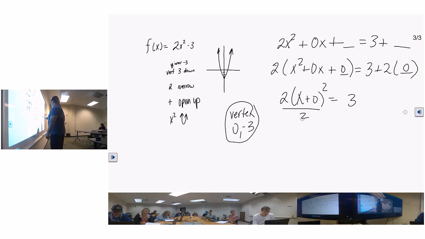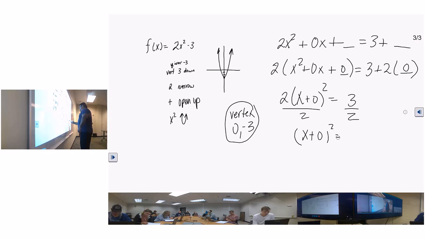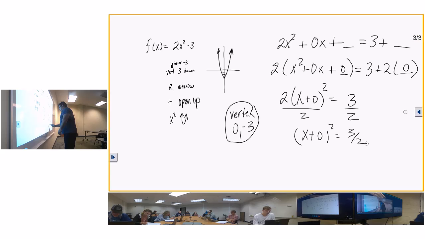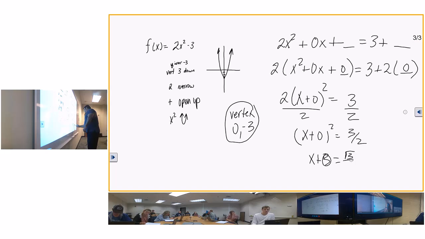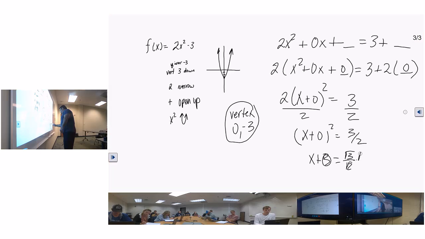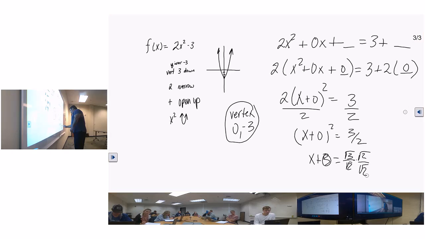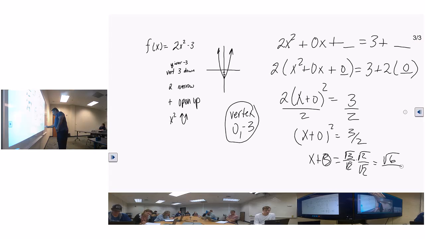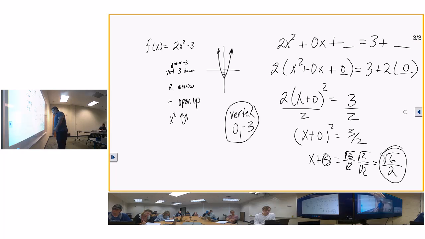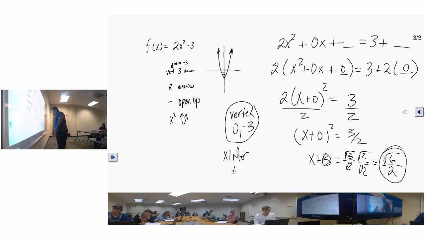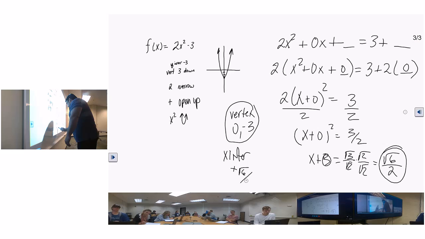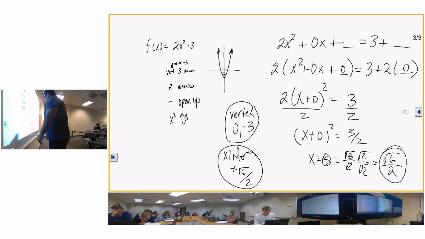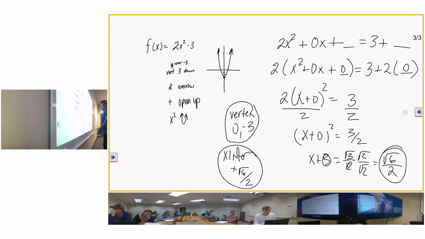And divide by 2, x plus 0 quantity squared is equal to 3 over 2. X plus 0 is equal to the square root of 3 over the square root of 2, which is times the square root of 2 over the square root of 2, which is equal to the square root of 6 over 2. So my x-intercepts are positive or negative square root of 6 over 2. So the square root of 6, what is the square root of 6 in your calculator?